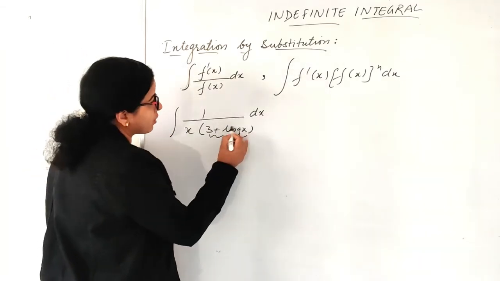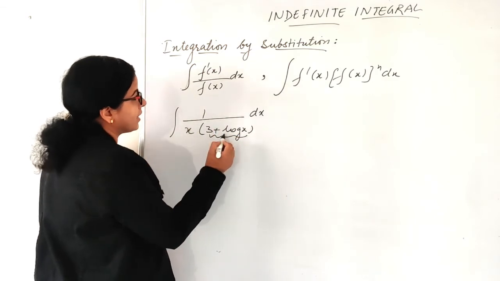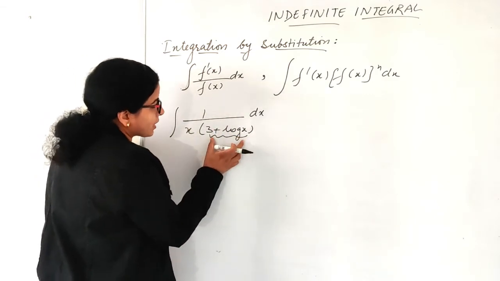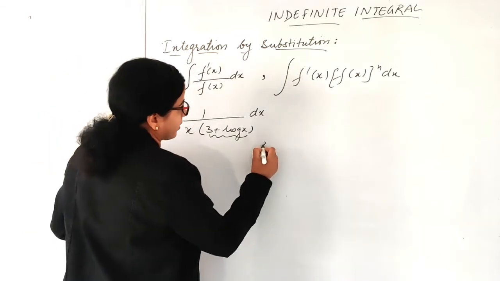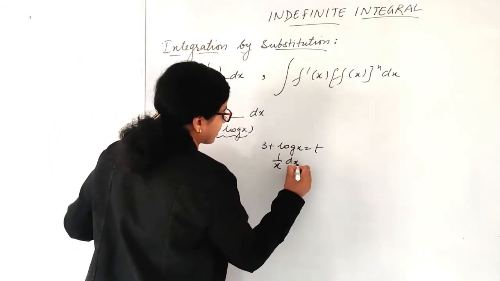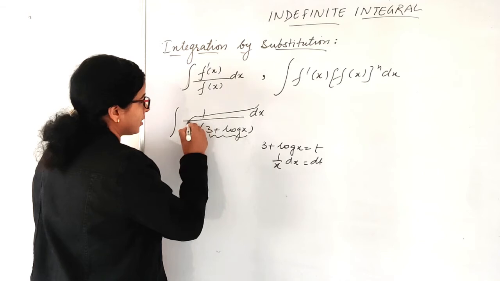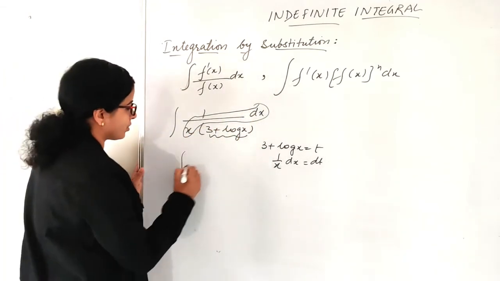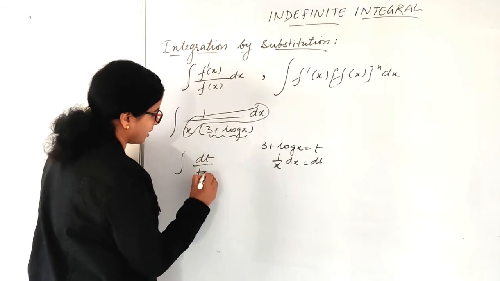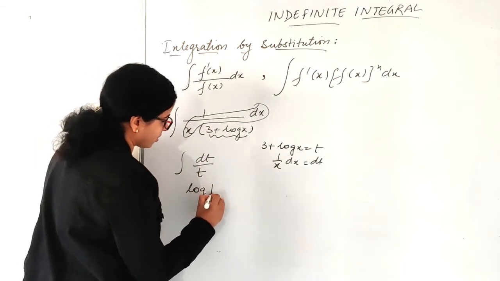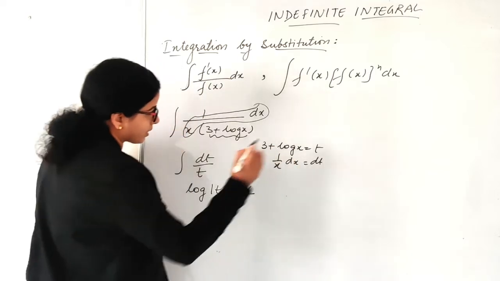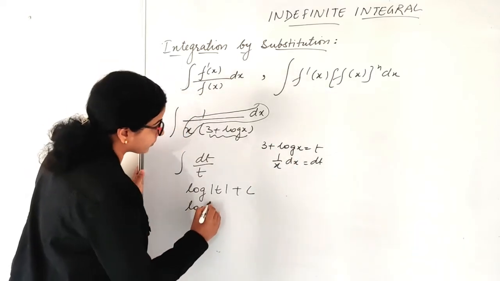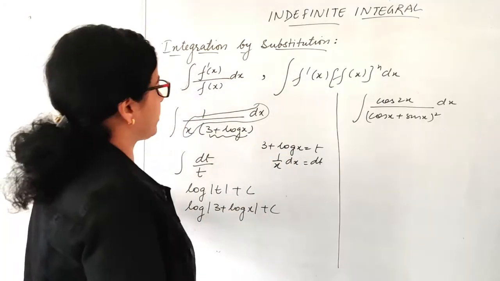I know the differential of log x is 1 by x, right? So I'll take 3 plus log x as t. Okay. 1 upon x dx is equal to dt. This becomes my dt, right? So dt upon t gives log t plus c. Substitute the value of t. Done. Okay.